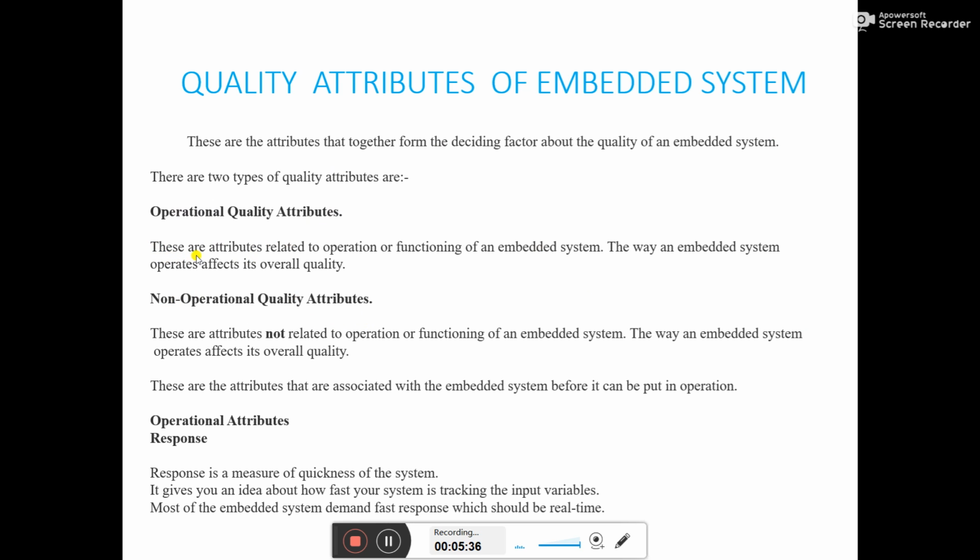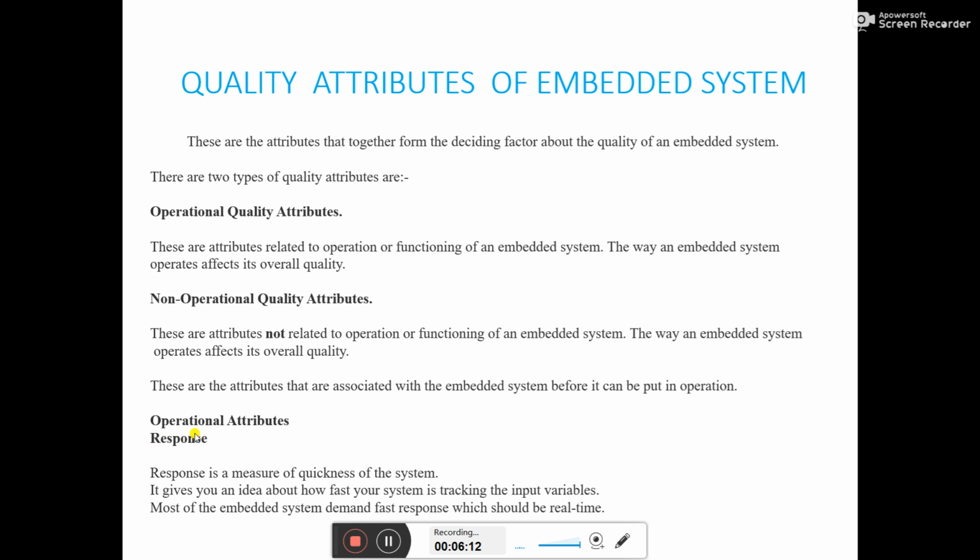Operational attributes relate to the operation or functioning of an embedded system, and the way an embedded system operates affects its overall quality. Non-operational quality attributes are not related to the operational or functional aspects, and the way the system functions does not affect its overall quality. These are the attributes that are associated with the embedded system before it can be put into operation.